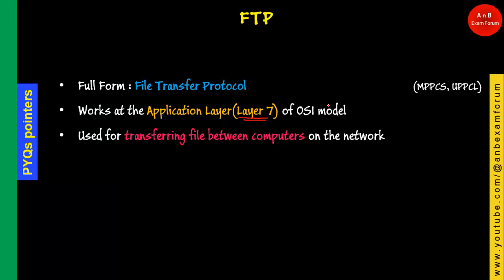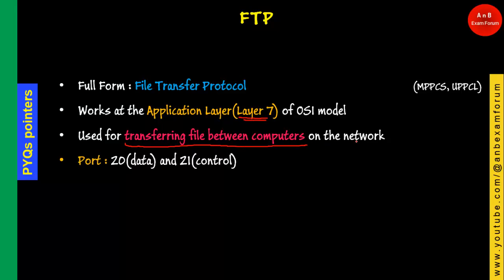Afterward, HTTP works on the internet layer, or more specifically on internet connections all over the world, whereas FTP can work on a single LAN also. It is basically designed for transferring files between computers. It can work on the internet also, but commonly it is used in the local area network. So it is basically used for transferring files between computers on the network.